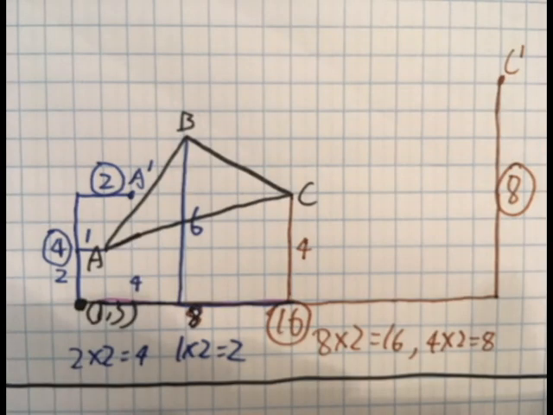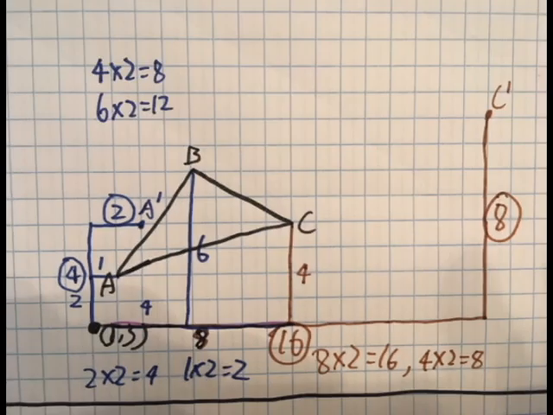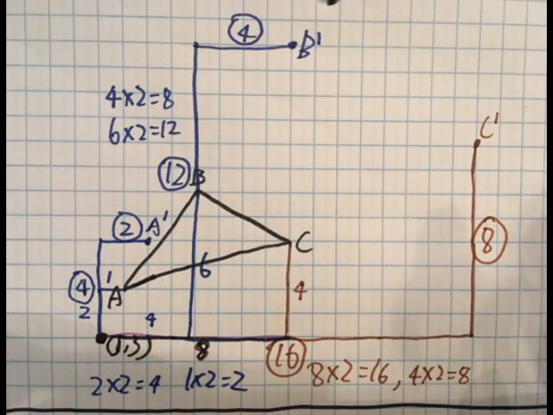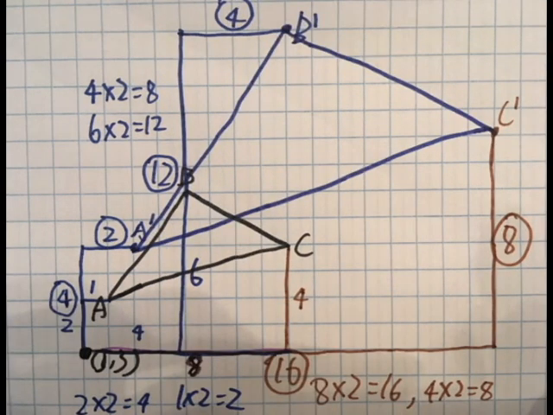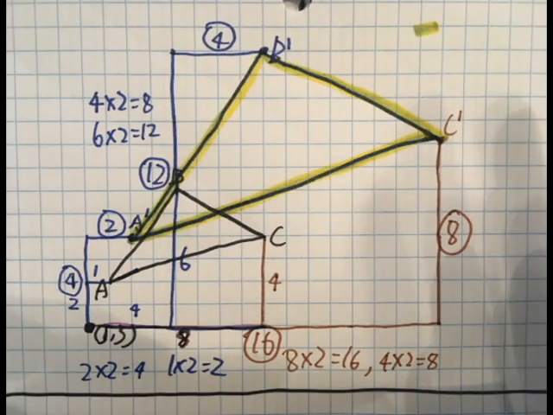Exact same thing for the third point, which is 6 blocks up and 4 blocks over. We times that with the scale factor and we get the dilated B point. Now we have all of our vertices, we connect them, and we can see the triangle here.